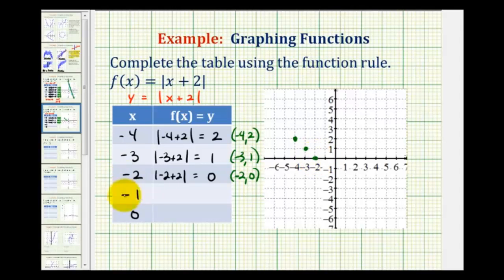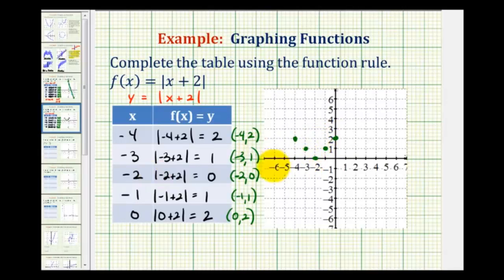And then for x equals negative 1, the function value or y value would be the absolute value of negative 1 plus 2. Well, negative 1 plus 2 is positive 1. The absolute value of positive 1 is 1. So our function must also contain the point negative 1, 1, which is this point here. And then lastly, when x is equal to 0, we'd have the absolute value of 0 plus 2. The absolute value of 2 is 2. So our function contains the point 0, 2, which would be this point here.